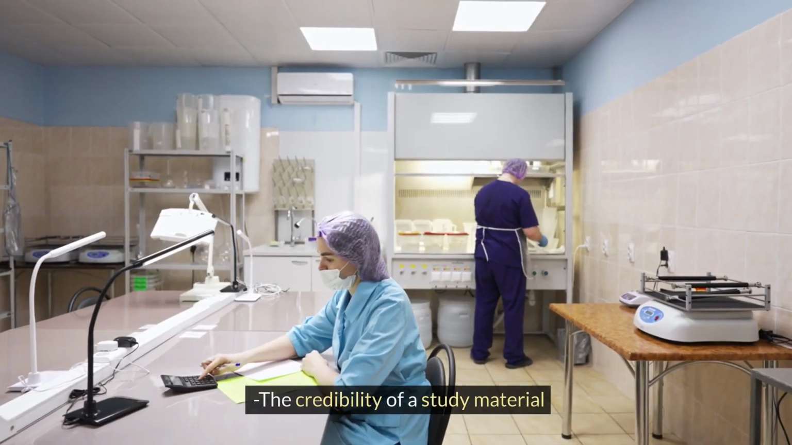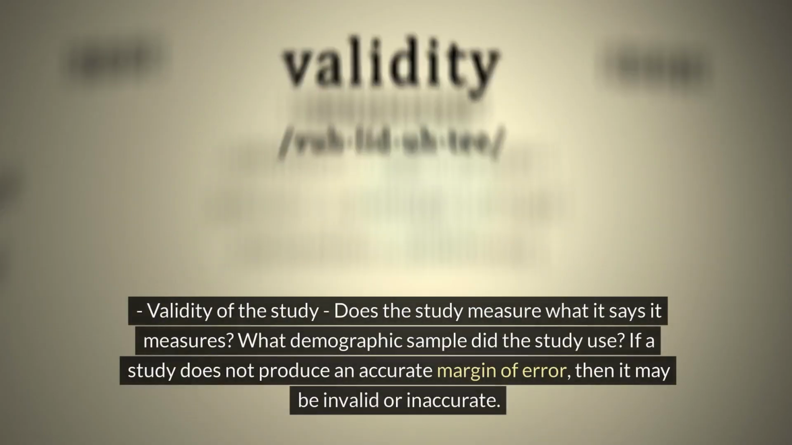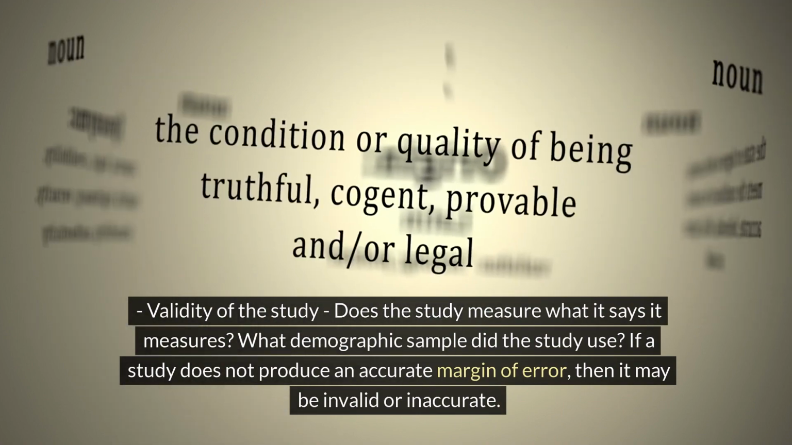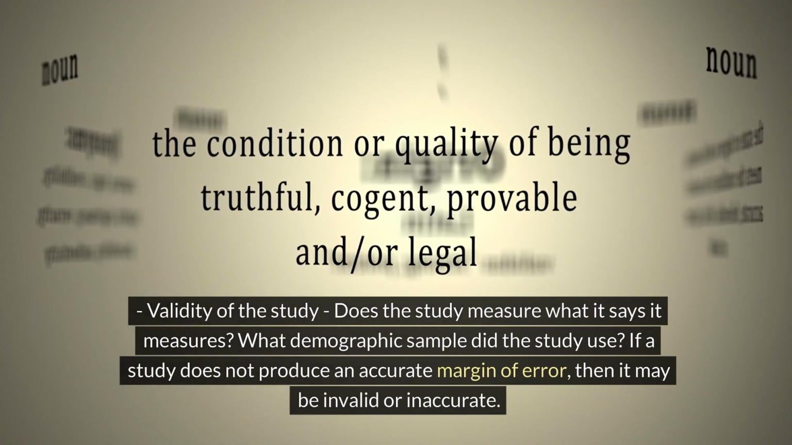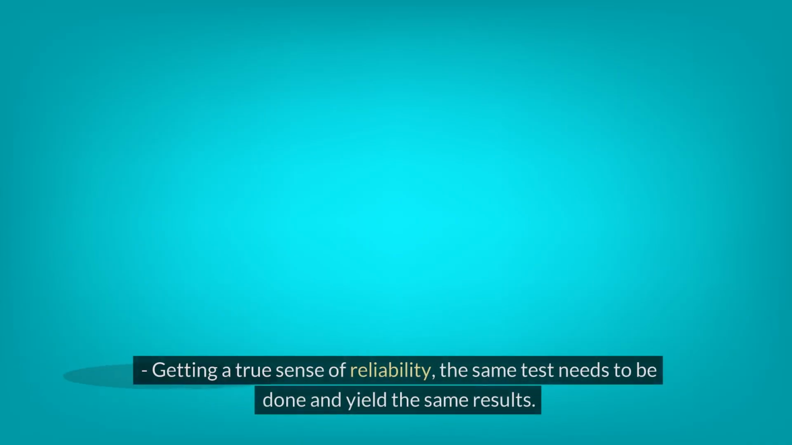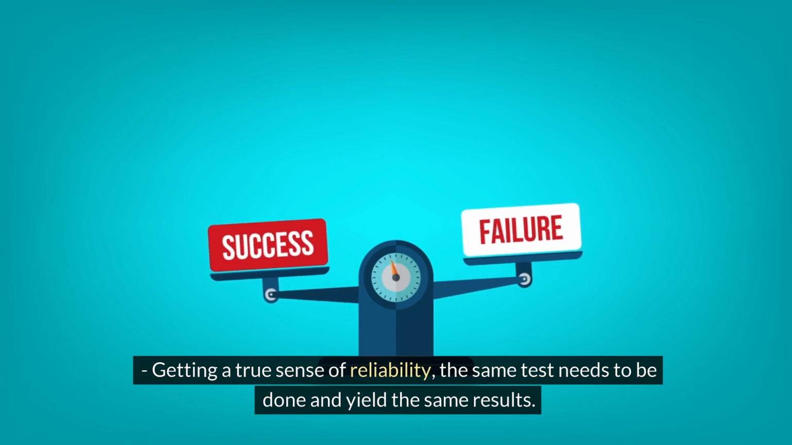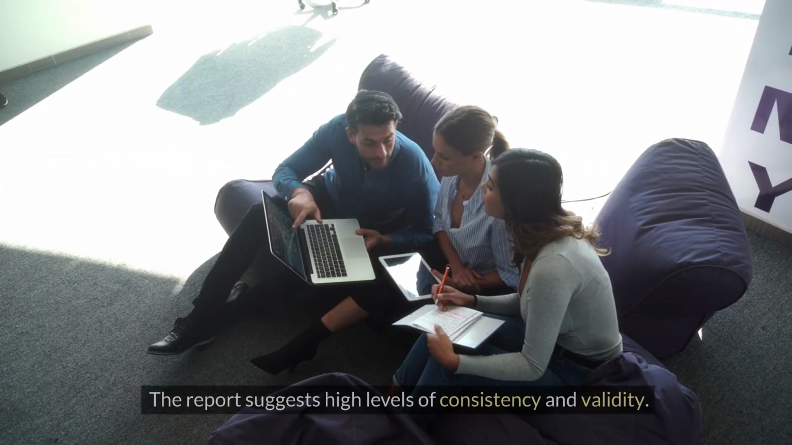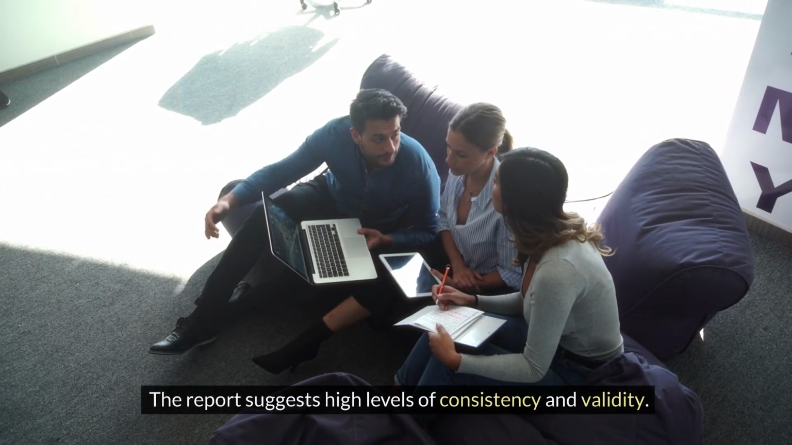The credibility of the study material. The validity of the study. Does the study measure what it says it measures? What demographic sample did the study use? If a study does not produce an accurate margin of error, then it may be invalid or inaccurate. To get a true sense of reliability, the same test needs to be done and yield the same results. The test needs to end when results have been favorable. The results of the study are valid. The report suggests high levels of consistency and validity.